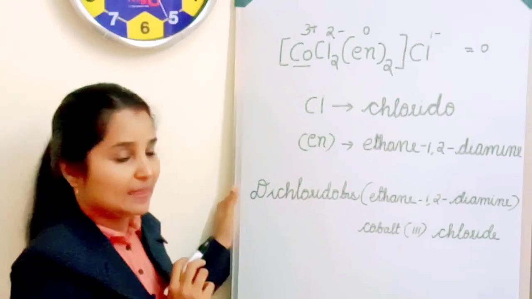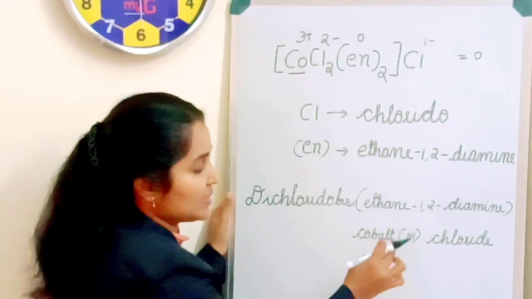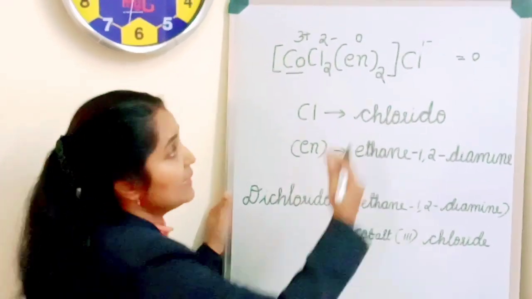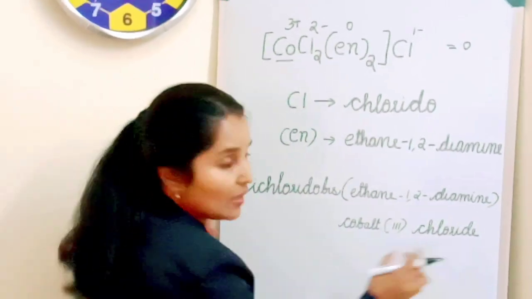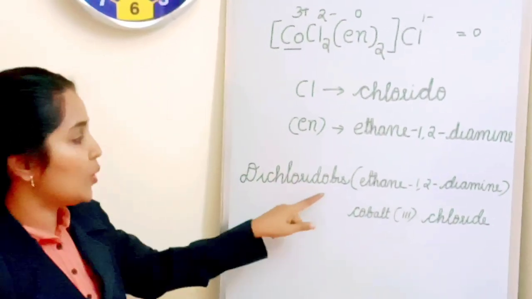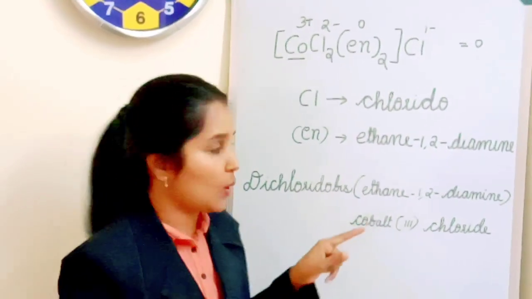Then the central metal atom, that is cobalt. Cobalt is in +3 oxidation state, and we have written the oxidation state. Then outside the coordination sphere, we have the counter ion chloride. So the name is dichloridobis(ethane-1,2-diamine)cobalt(III) chloride.